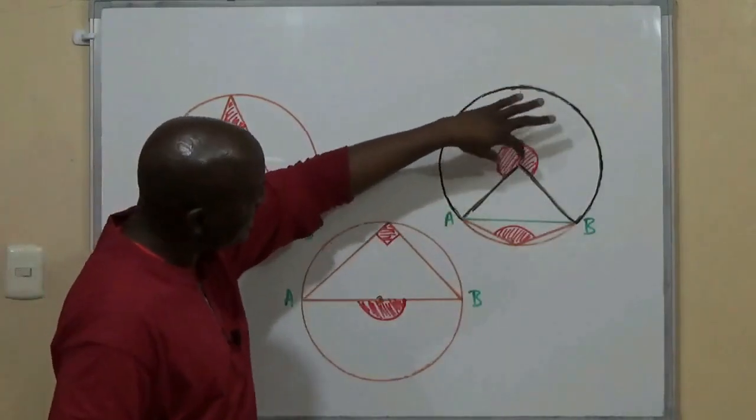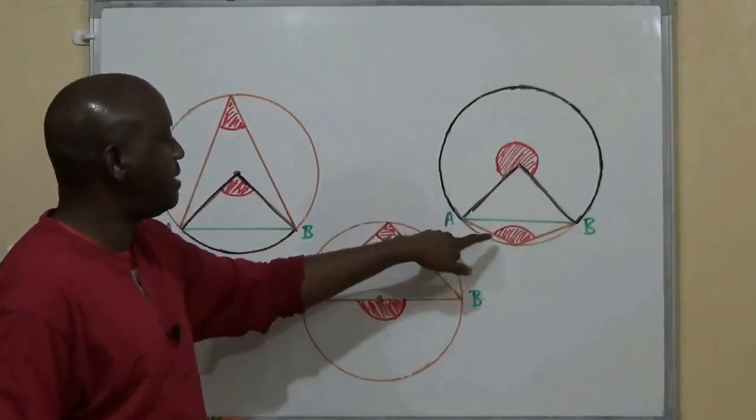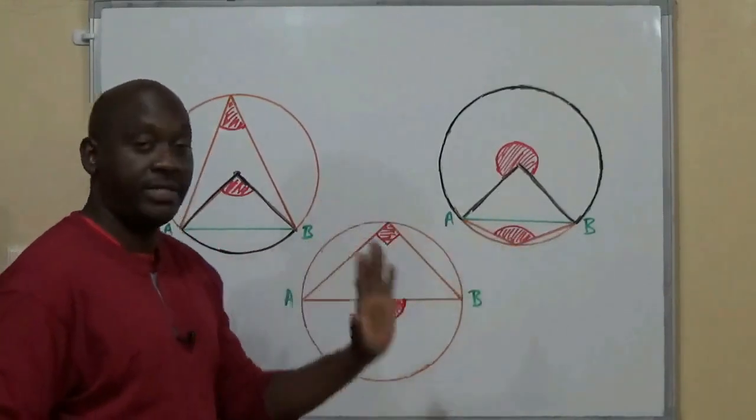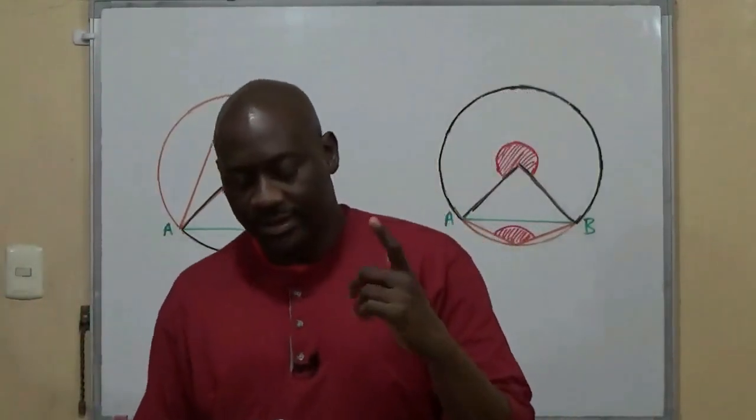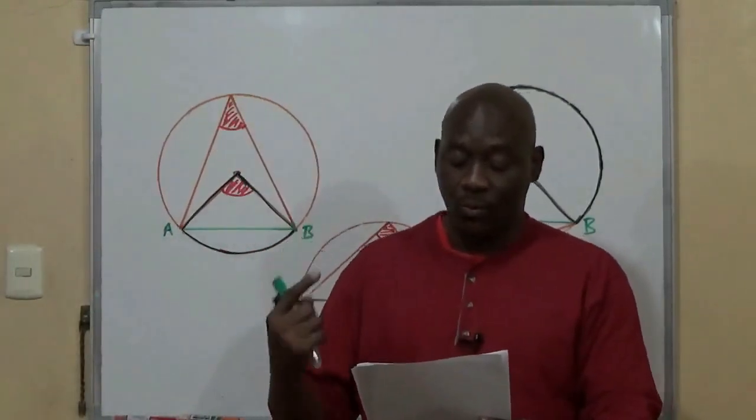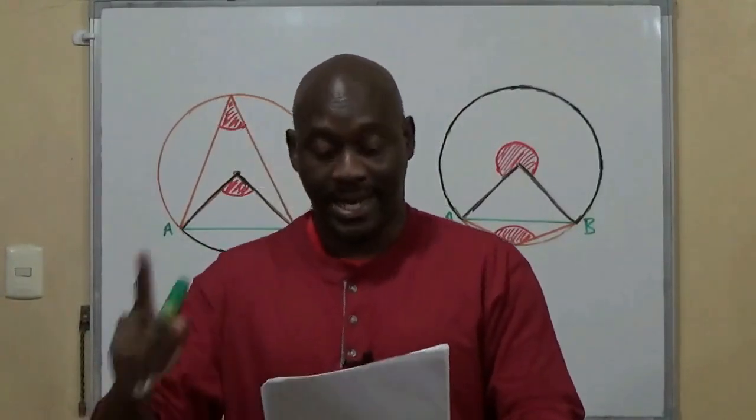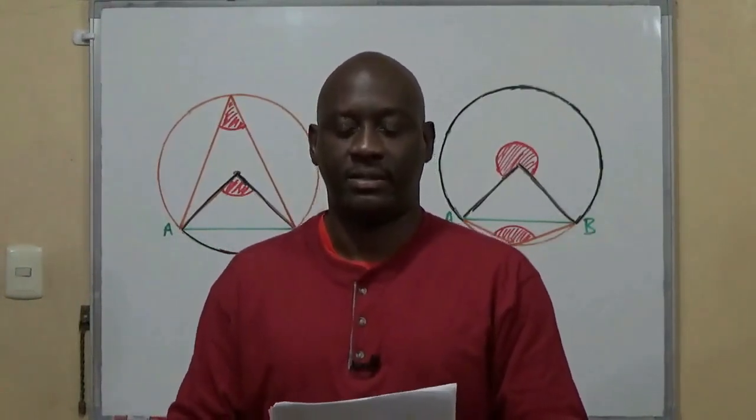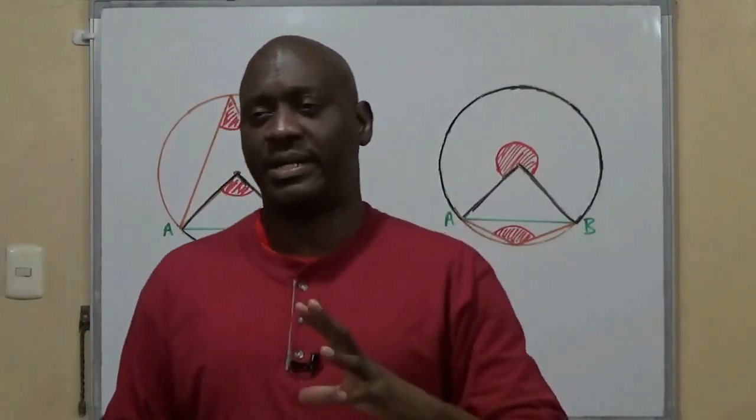So if the chord subtends the angle at the center in the major segment, it means therefore that this angle would be twice the angle subtended by the same chord in the minor segment. Let me read it again, just to repeat. The angle subtended by a chord at the center of the circle in one segment is twice the angle subtended by the same chord at any point on the circumference in the alternate segment. Good. So the definition reads like a whole paragraph, but you could break it down.